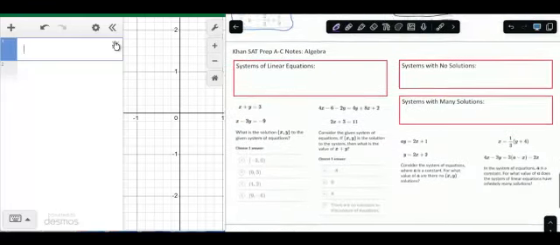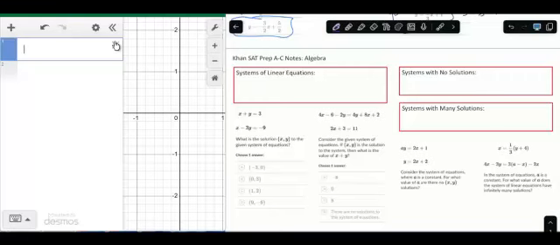When we're dealing with systems of equations, we will tend to use the Desmos calculator to help us with this.